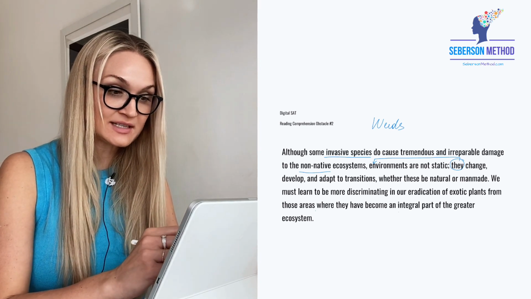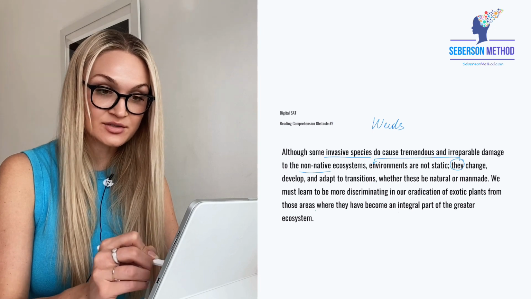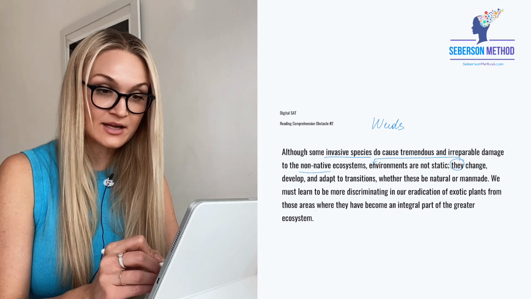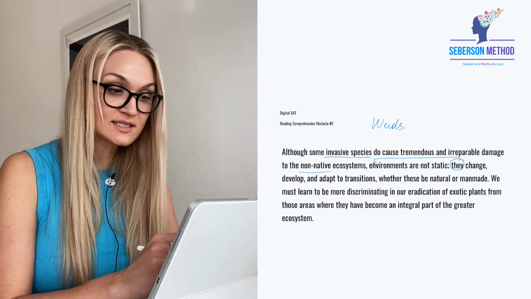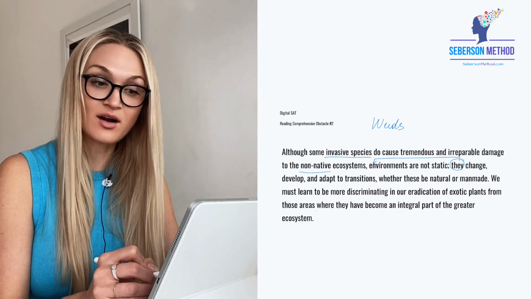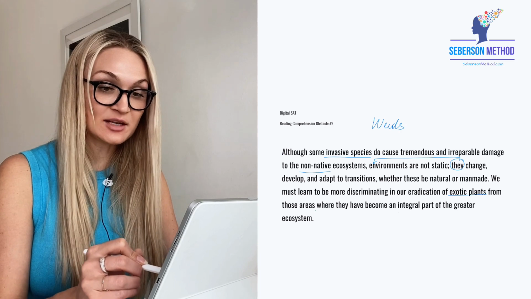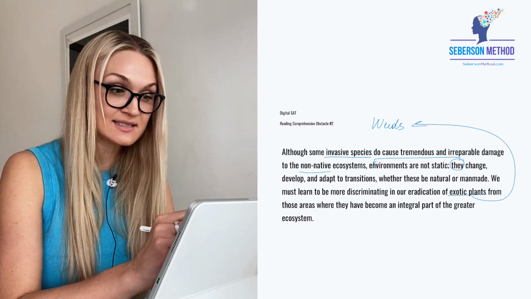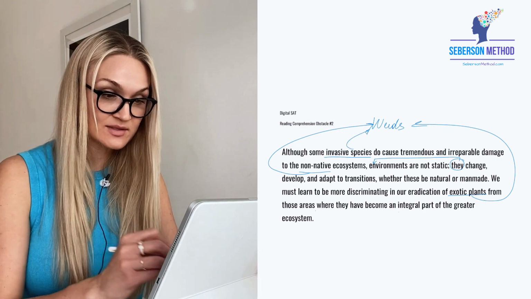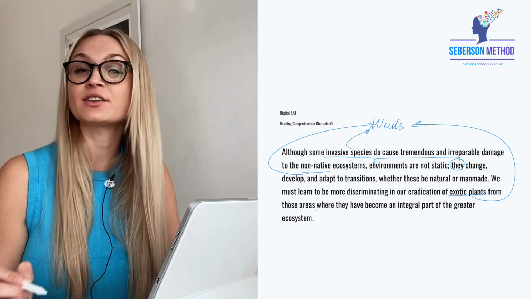They change, develop, adapt to transitions, whether these be natural or handmade. These would be, again, transitions, the natural or man-made. We must learn to be more discriminating in our eradication of exotic plants. Exotic plants is the same as weeds, the same as invasive species, the same as non-native species from those areas where they have become an integral part of the greater ecosystem. I hope that you appreciate now seeing how the same thing can be expressed using different words.